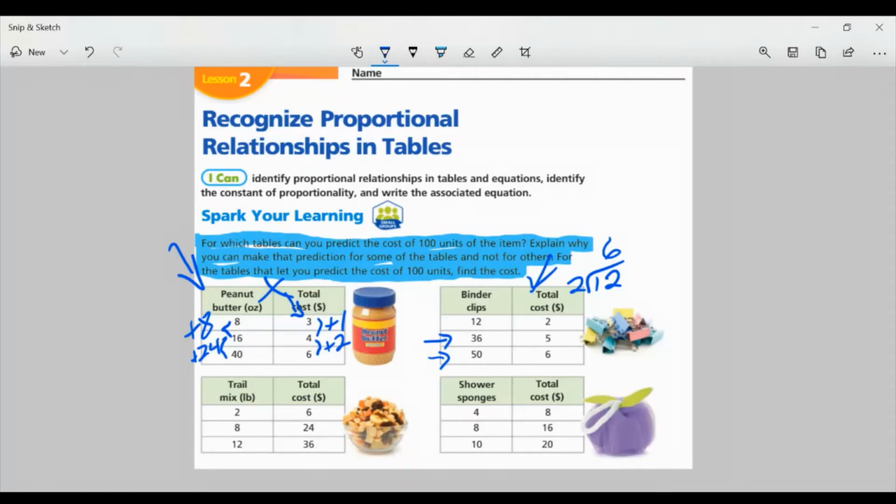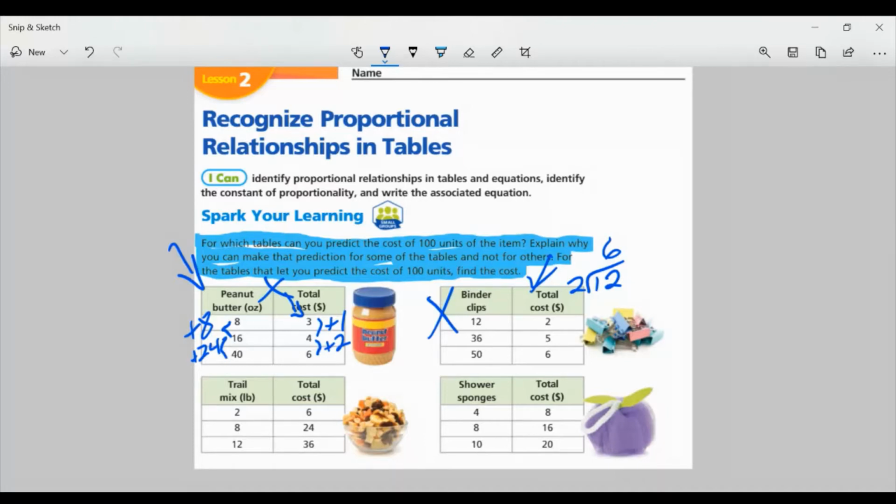So this one is the same as the peanut butter. We don't have a constant rate, right? So this one doesn't work. There's no way I could figure out how much 100 binder clips would cost because the price per clip is getting smaller the more you get. All right, so let's look at the trail mix.